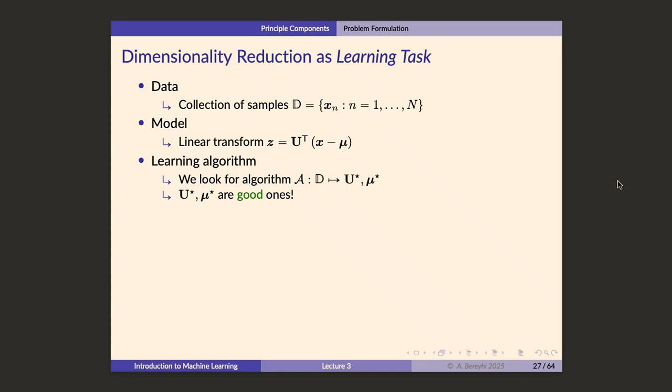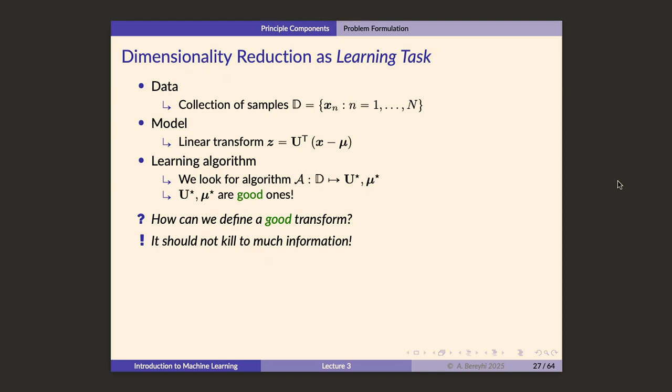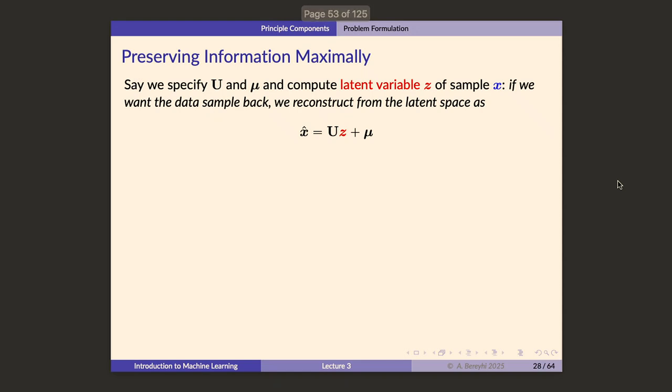Like what we did in clustering or in distribution learning, we need to define some sort of metric, such that if this metric is well optimized, then we basically have a very good model. So now the key question is how we can define a good choice of u and mu. Intuitively, when we started to talk about this, we said that we want to preserve information, meaning that we want to lose as little information as possible. So let's try to formulate this.